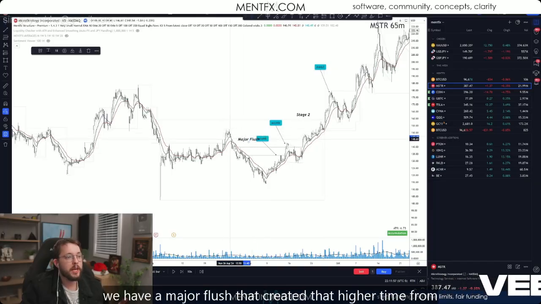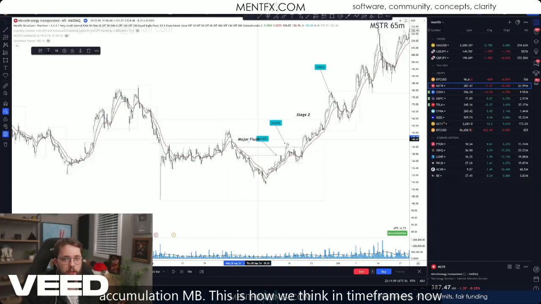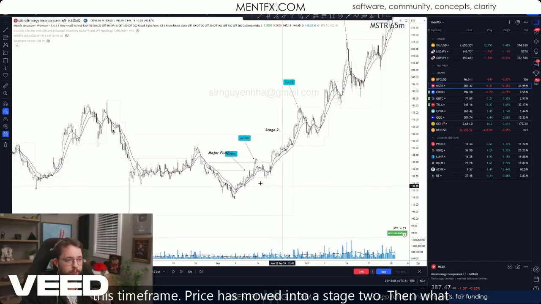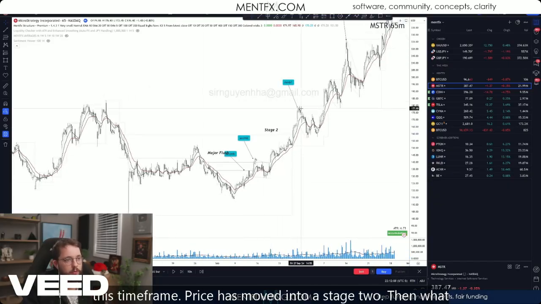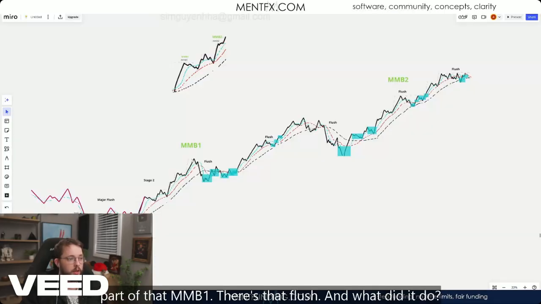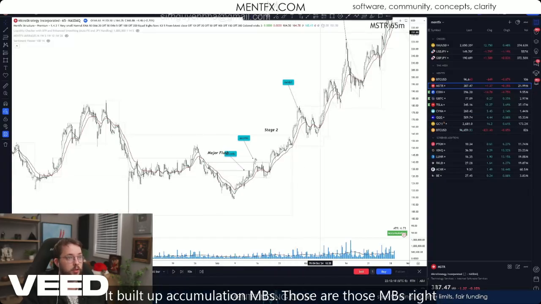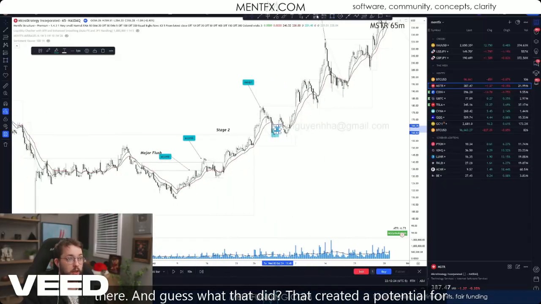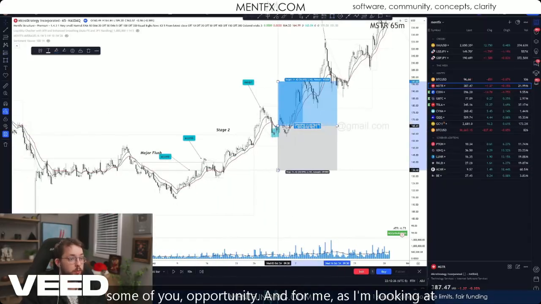So now we have a major flush that created that higher time frame accumulation MB. This is how we think in time frames now, because we know these accumulation MBs created this flush on this time frame. Price moved into a stage 2. Then what happened? Price sold off into the 1020 or below the 1020. As part of that MMB1, there's that flush. And what did it do? It built up accumulation MBs. Those are those MBs right there. And guess what that did? That created a potential, for some of you, opportunity.